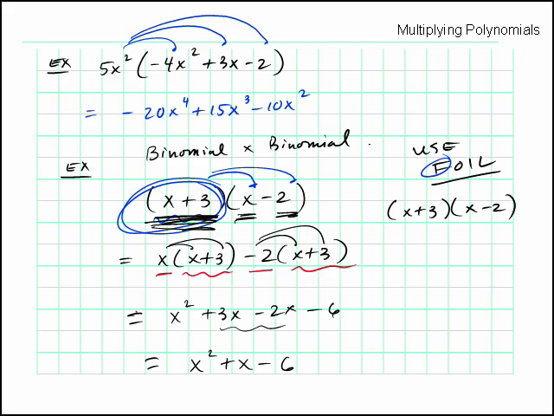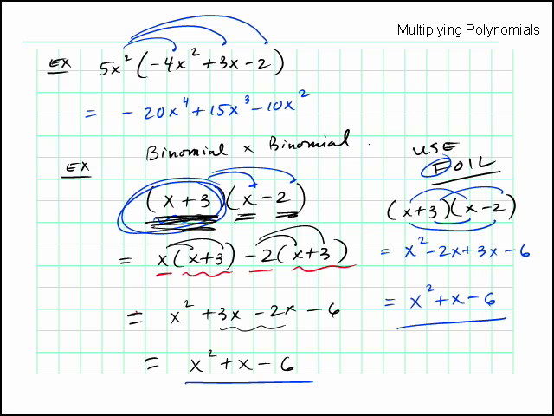The F stands for first one, so I go this times this, the first terms. That's going to be x squared. O stands for outer. That's negative 2x. I stands for inner ones, inner terms. That's 3x. And then L stands for last, so 3 times negative 2 is negative 6. And combining your like terms, you're going to get exactly the same answer we had before. Okay, just like that.